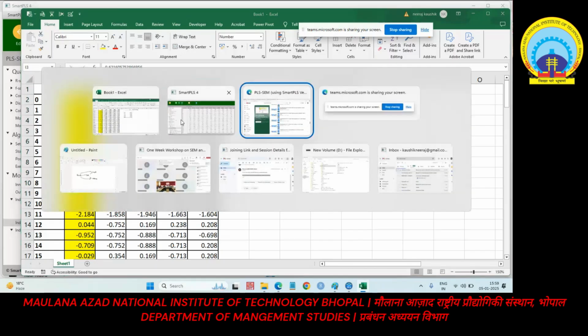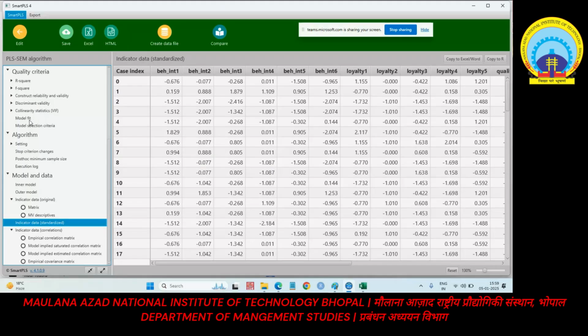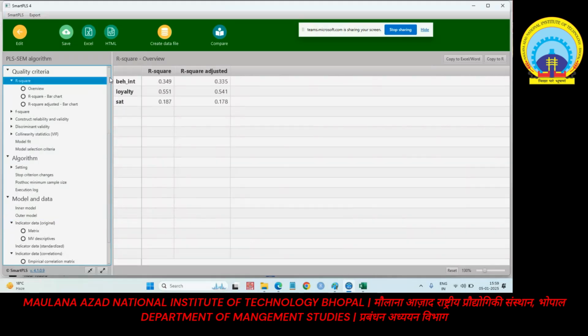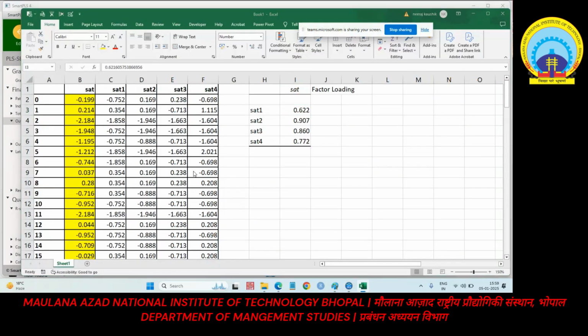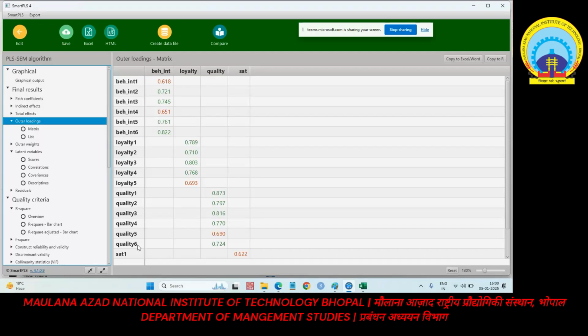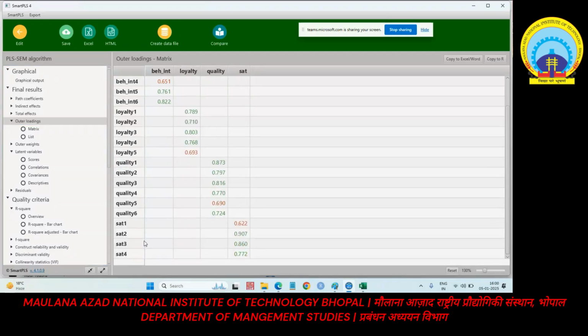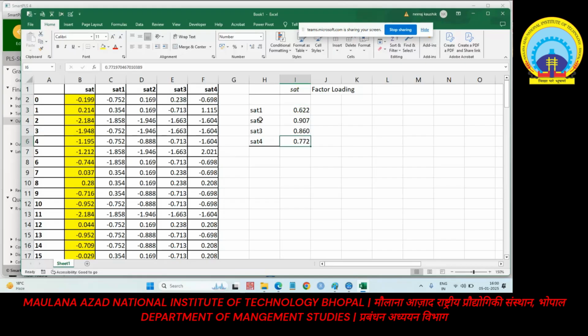Where is it given? It is given here, on the top: outer loading. Now check the outer loading for satisfaction. Satisfaction 1 is 0.622. Check, my value is 0.622. Satisfaction 2, where is it? Probably on the bottom. I hope you are able to see my screen. Satisfaction 2 is 0.907. Are you with me? Do you get the meaning of factor loading? Factor loading is the coefficient of correlation between a construct and its item. It's called the factor loading.